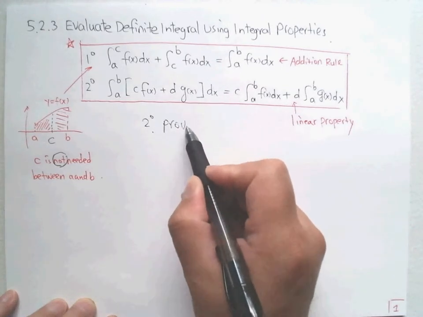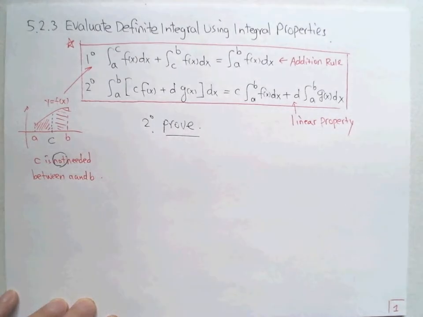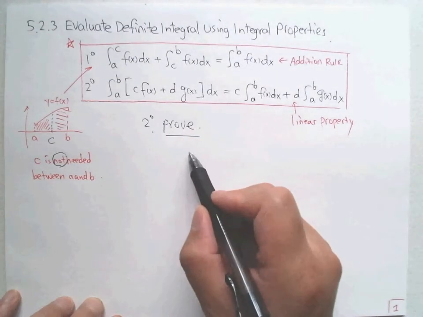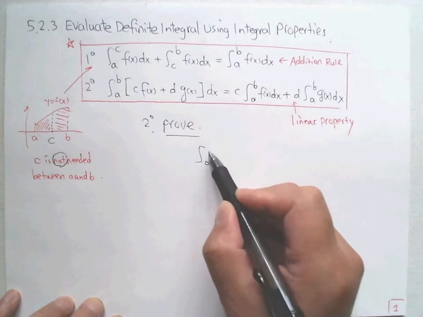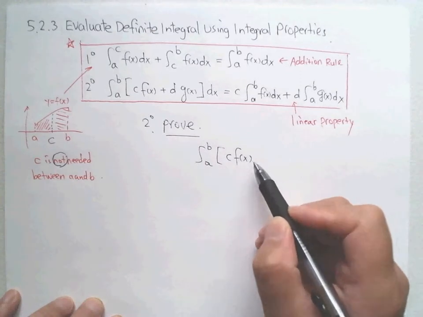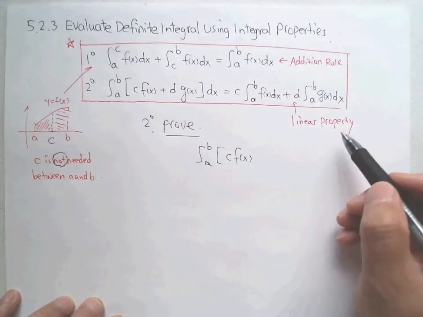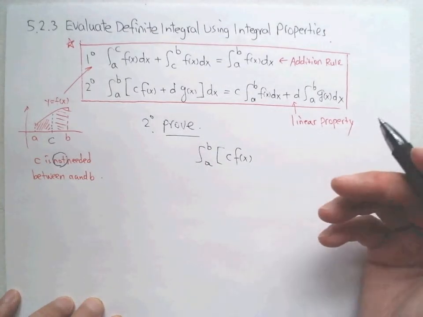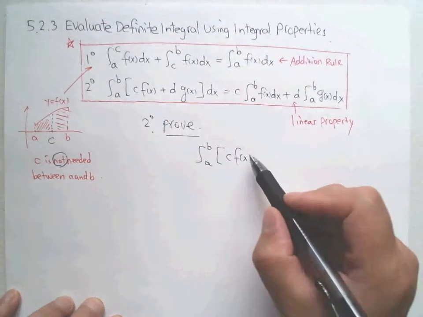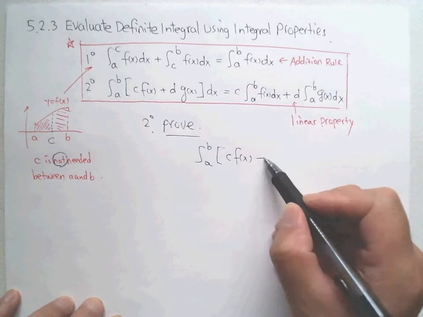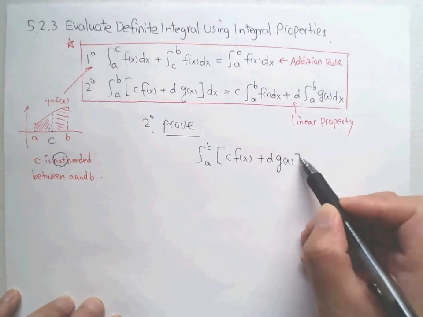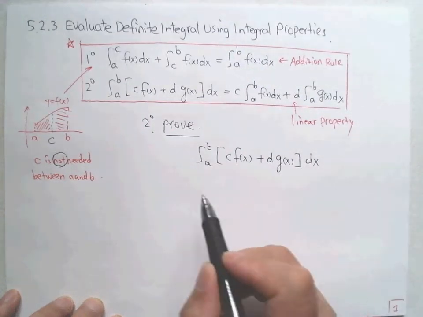So I directly go from the left, from A to B. The linear property is a very, very important property for many operations. In the future, if you go to linear algebra, you will see this is a common property: the integral from A to B of c times f(x) plus d times g(x) dx.